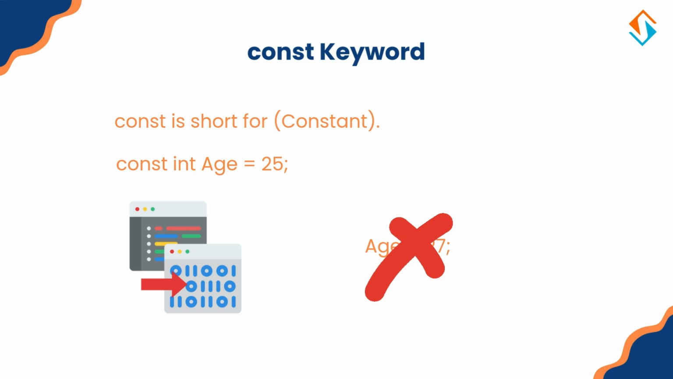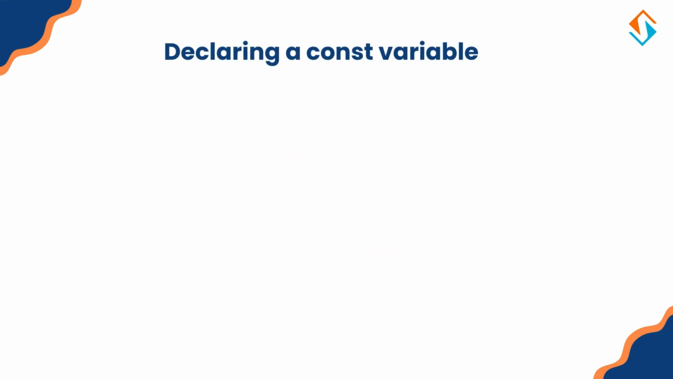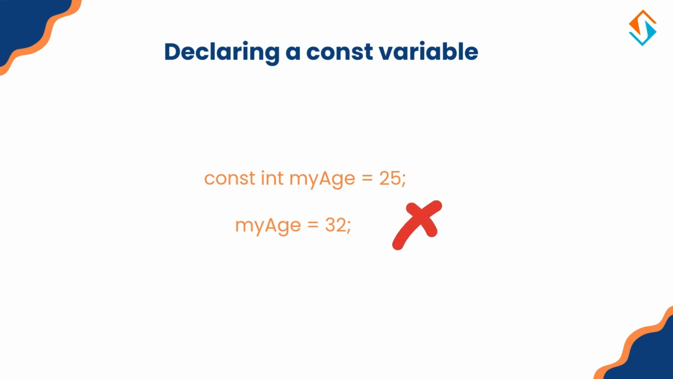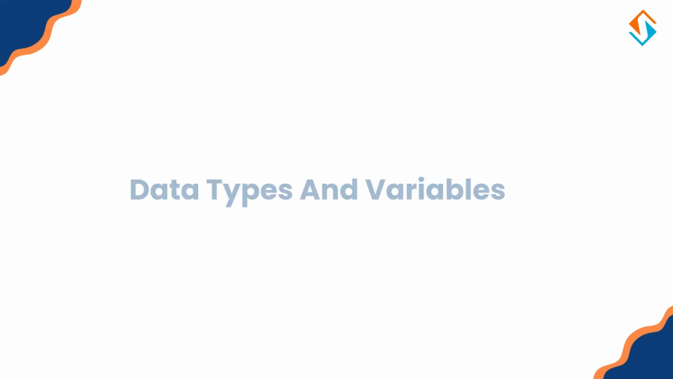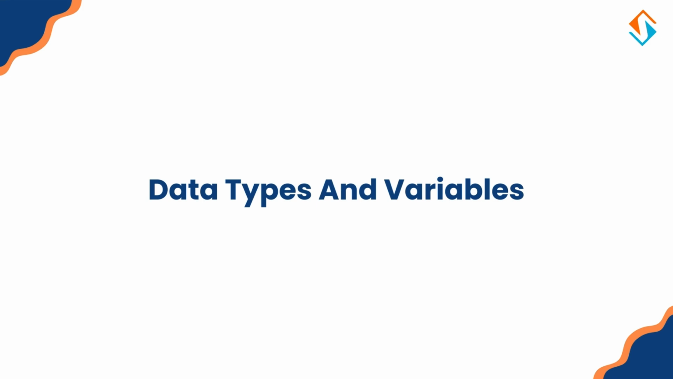Let's start with variables. If you want to make a variable constant, just add the const keyword before its type. The variable myAge is declared as const, which means it cannot be modified after its initial value of 25 is assigned. If you try to change it, the compiler will throw an error. You can also use const with arrays to make the elements unchangeable. And that's the basics of data types and variables in C++. Remember, data types define what kind of data you're working with, and variables are the containers that store it.